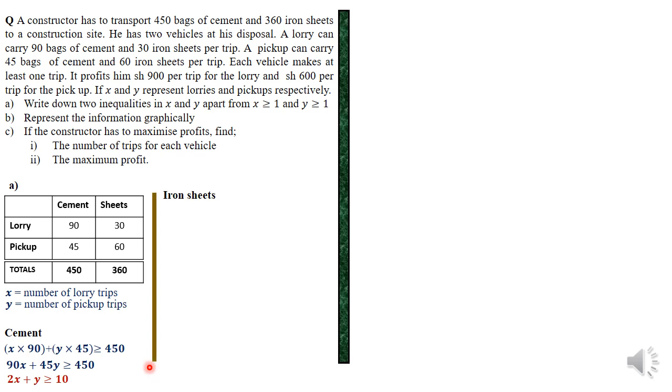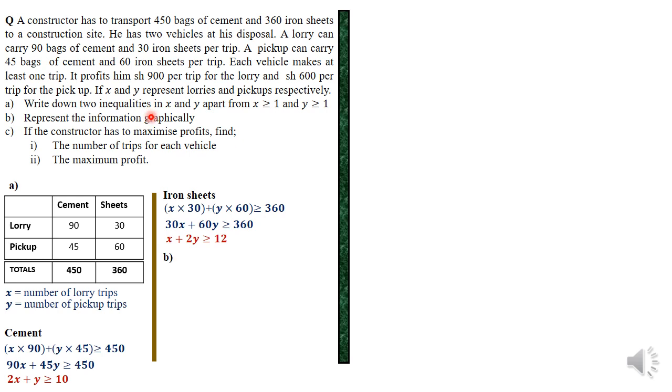Regarding the iron sheets, we say the same thing. We're going to say x times 30, the number of trips by the lorry times the amount it can carry in a single trip, plus y times 60, the number of trips by the pickup times the number of iron sheets it can carry per trip, should exhaust all the iron sheets to be carried, which is 360. This gives us an inequality which simplifies to x plus 2y is greater than or equal to 12. And therefore we've written the two inequalities. We are done with part A.